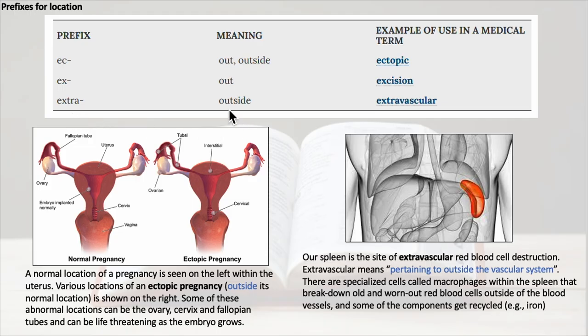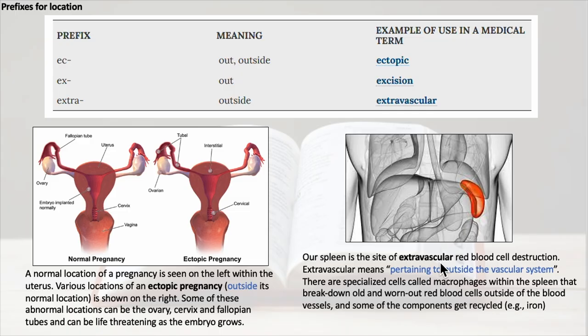Now, finally, here we have extra, and extra refers to outside, and the example here is extravascular. For extra specifically, we're more referring to outside of a given structure. So some examples of this might be extravascular, which refers to outside of the vascular system. If we think extracellular, we're referring to outside of a cell.